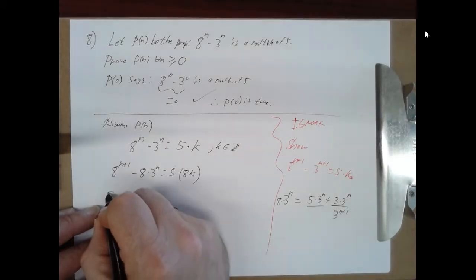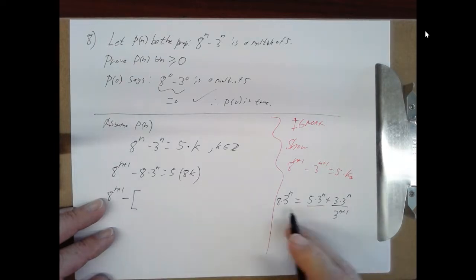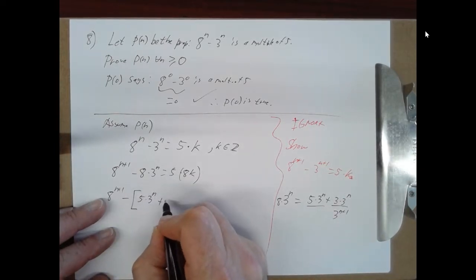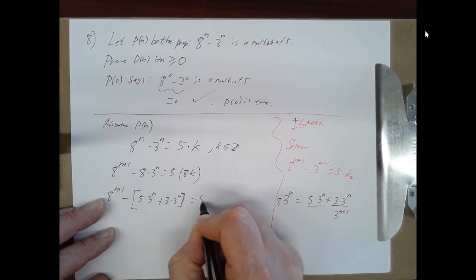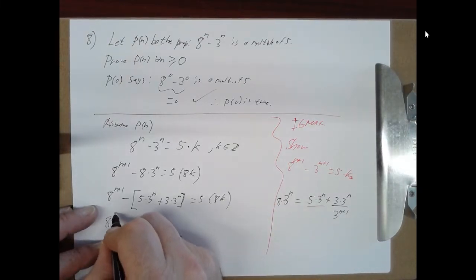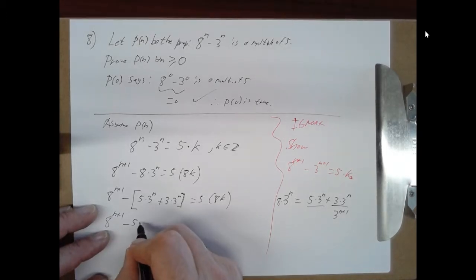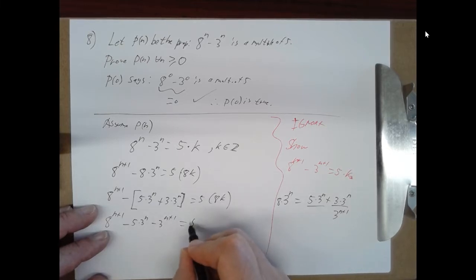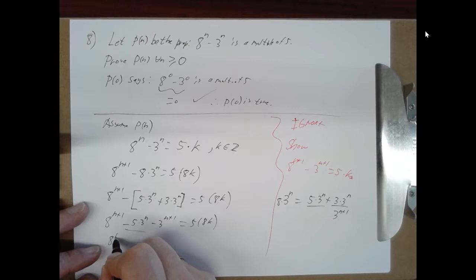So 8 to the n plus 1 minus, and instead of 8 times 3 to the n, we're going to do 5 times 3 to the n plus 3 times 3 to the n equals 5 times 8k. And now you can kind of see good things are going to happen. So this is going to be minus 5 times 3 to the n, and this is going to be minus 3 to the n plus 1 equals 5 times 8k. And just bring this term on the other side.